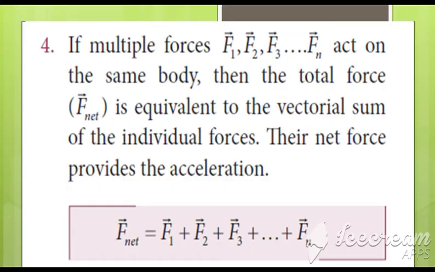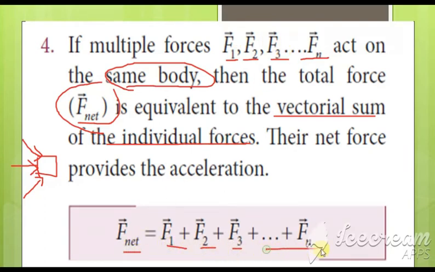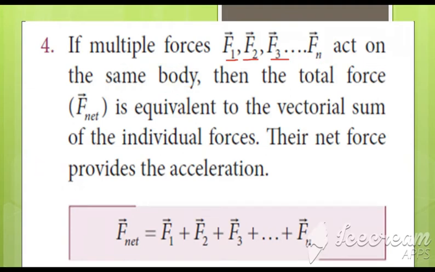The fourth point is, if you are considering more than one force, those forces are written as F1, F2, F3 up to Fn, and they all act on the same body. So we are considering only one object. If there are more forces acting on this object, then the net equivalent force is the sum of the individual forces. We write F net equal to F1 plus F2 plus F3 and so on up to Fn. So the net force is equal to the sum of all the individual forces. This is the fourth one. We have the diagram for this.